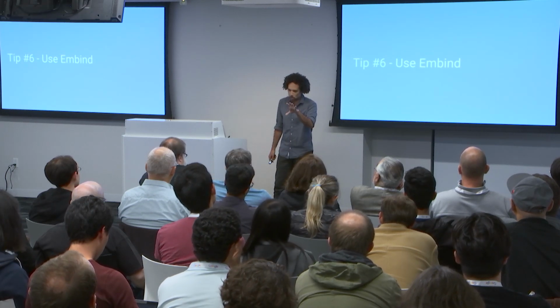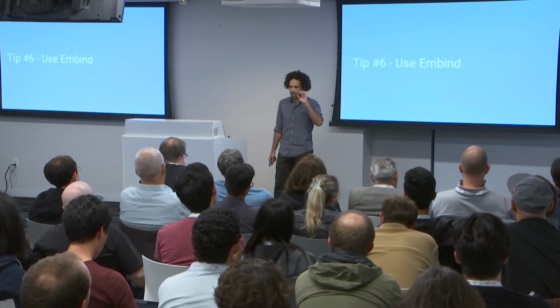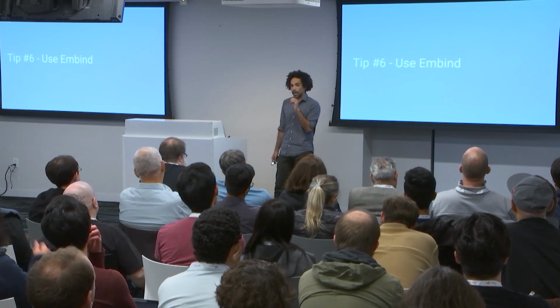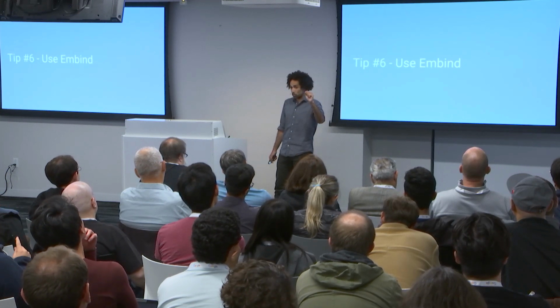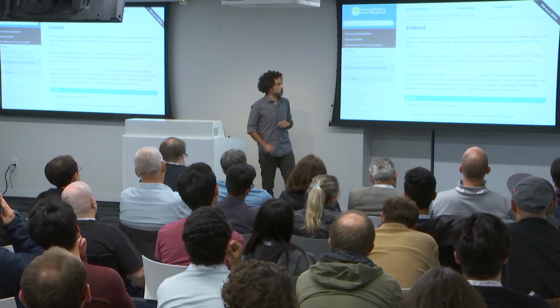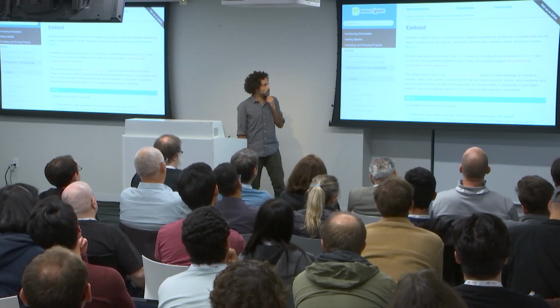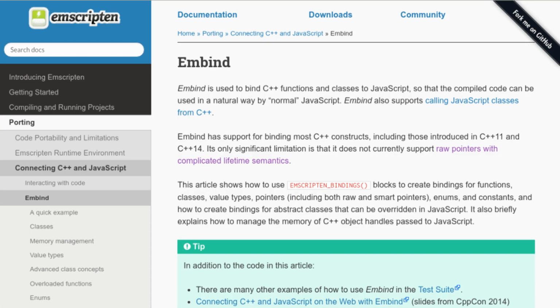You can take C++ code, C++ classes, functions, everything like that, and bind it directly and have it create the exact same JavaScript code. So this is the embind documentation. You can find it on emscripten.org as well. I'll have all the links for these things at the end, so you don't need to try and guess where they're at.